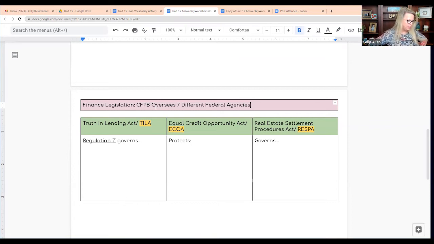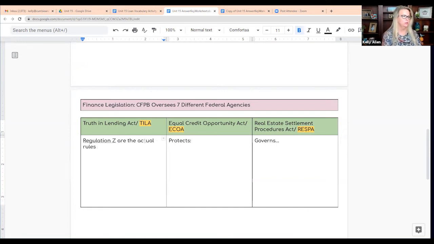So let's go ahead and dive into the rules related to the Truth in Lending Act. Let's see what they say right here. The rules of the Truth in Lending Act are known as Regulation Z. So Regulation Z, let's just write this down, are the actual rules used to enforce TILA, the Truth in Lending Act.